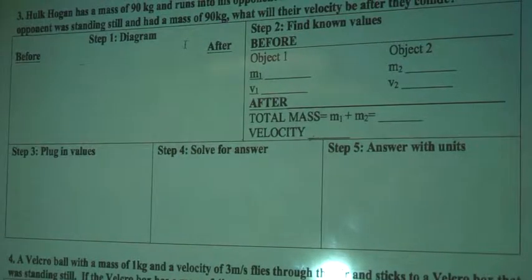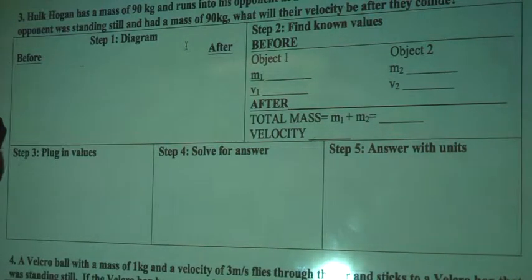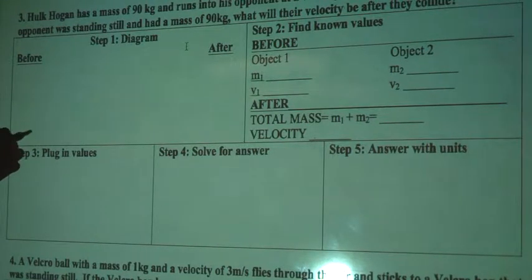Alright, Hulk Hogan has a mass of 90 kilograms, runs into his opponent at a velocity of 2 meters per second and grabs him. If his opponent was standing still and had a mass of 90 kilograms, what would their velocity be after they collide?